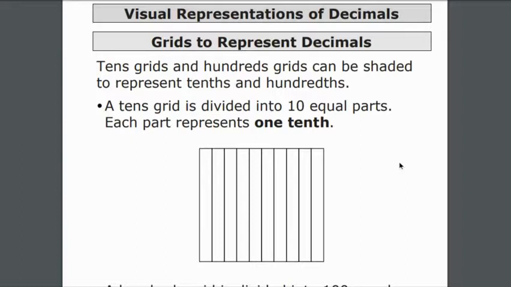This grid can represent decimals also. Because there are 10 pieces, it's going to be shaded, or we could shade it to show 1/10. We could shade 2 pieces and it would be 2 tenths. 3 pieces would be 3 tenths, and you get the picture.